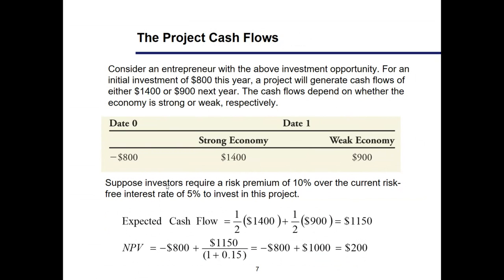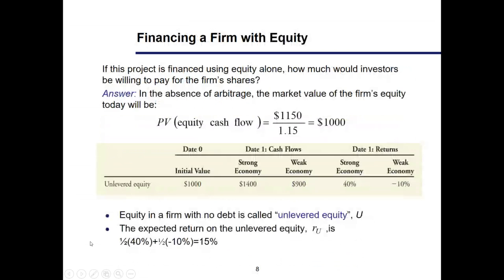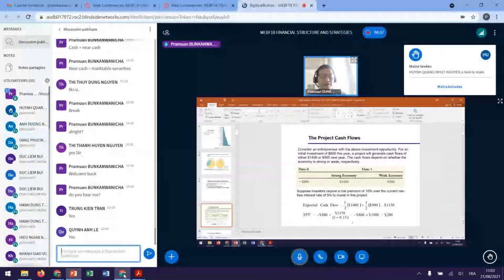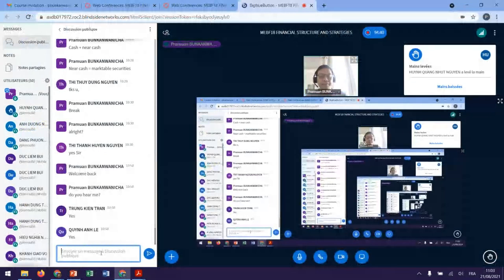If I have 1,150 divided by 1 plus R, I'm going to get the present value of my expected cash flows. Okay, so therefore, if I calculate the NPV, it is positive, $200 of value creation, right? So my question that I would like to ask you, what is the market value of this company after this calculation?